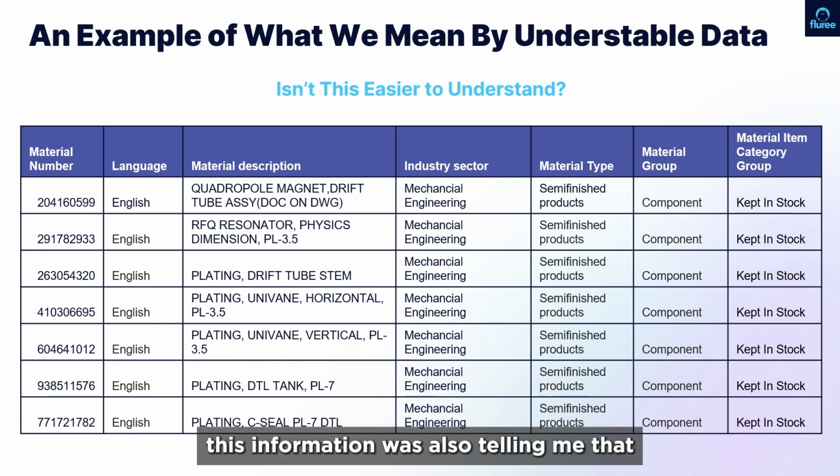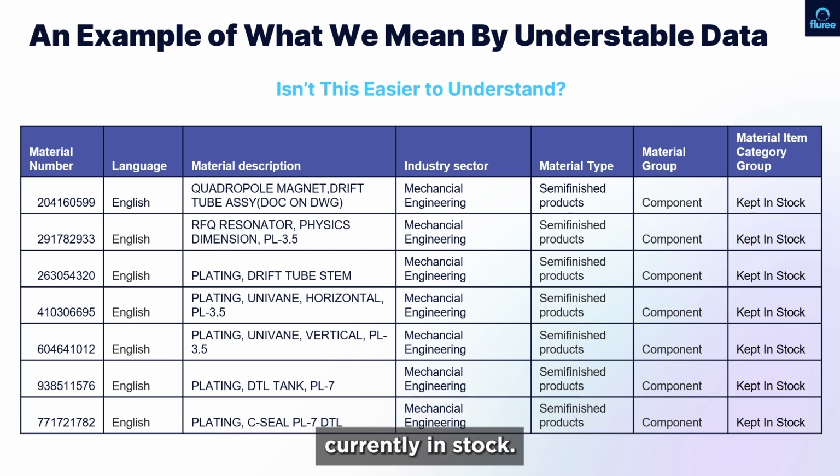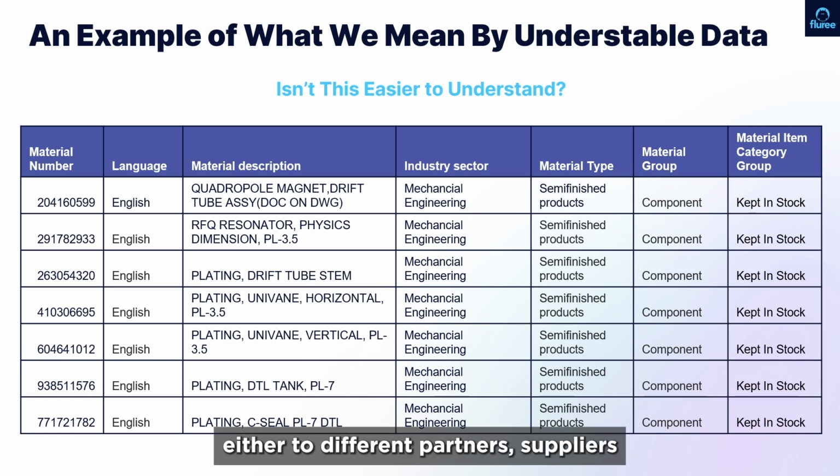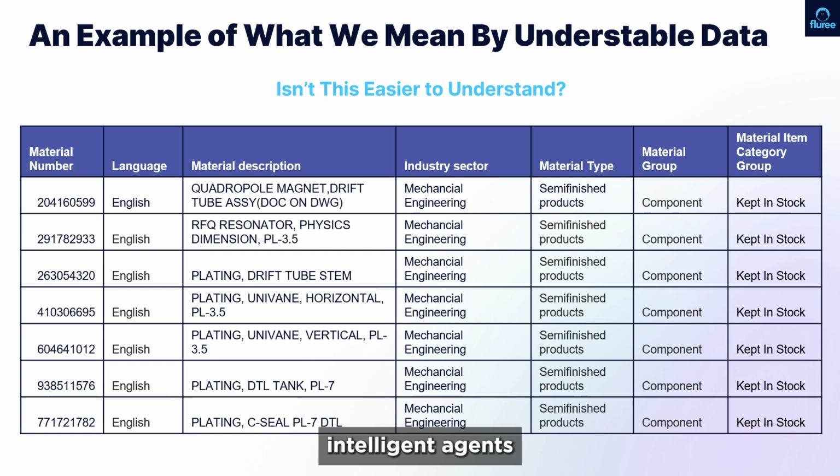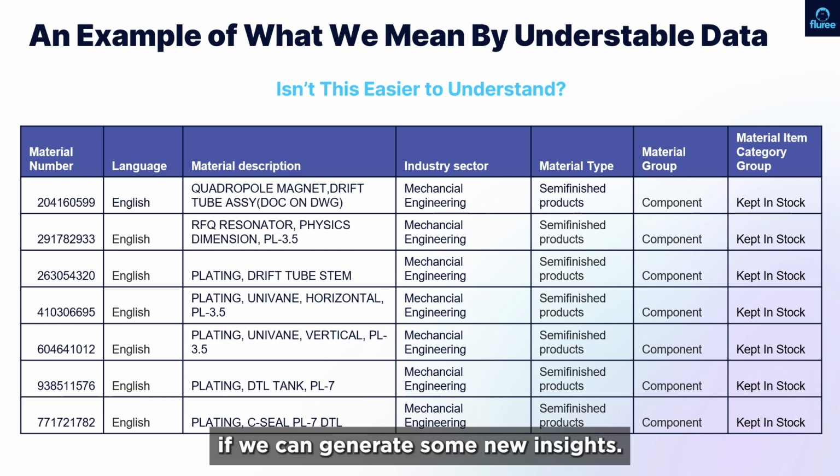And by the way, this information was also telling me that I have a lot of these components currently in stock. This information is something that we can now feed either to different partners, suppliers, or to different intelligent agents and large language models to now go back and reuse and see if we can generate some new insights.